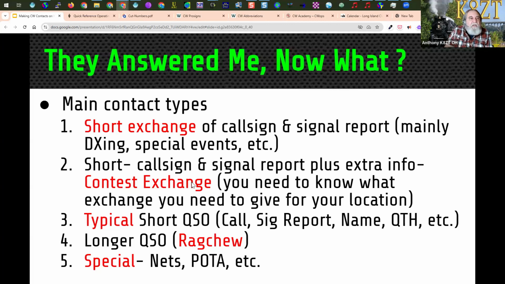But maybe it's a changing exchange, like a serial number. So the first station I contact, I'm going to give them a 1. The second station, I'm going to give them a 2. And the third, I'm going to give them a 3, and so forth.